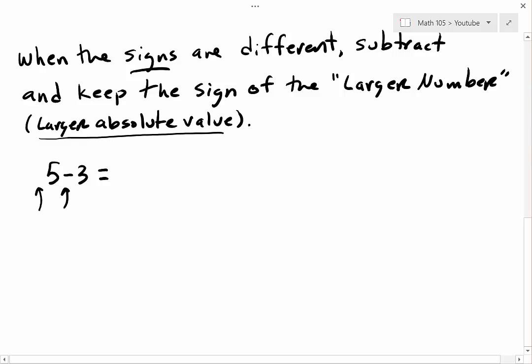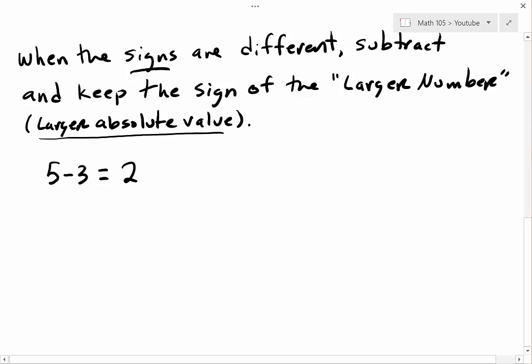Now we usually don't say that because we've done these types of problems a lot. But 5 take away 3 is 2, and it's plus 2. And if you look at the rule, it says if the signs are different, then you subtract, in this case 2, and you keep the sign of the larger number. The larger number in this case is 5, which is a plus, and that's why it's a plus 2.